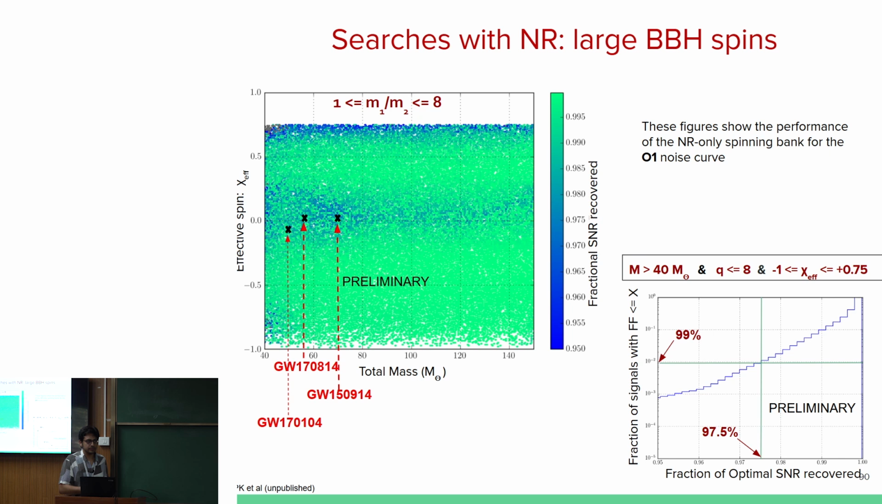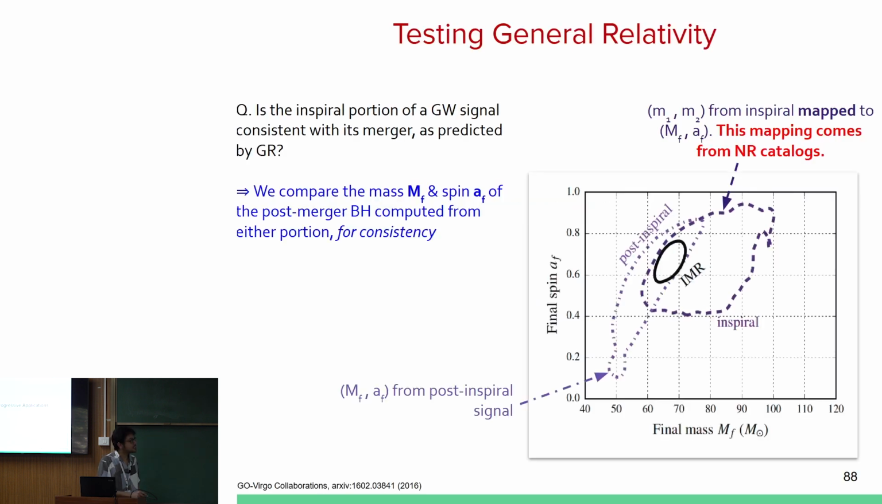Okay. But this assumes that it is described by GR, right? Yes. So this is a null test, in the sense that a violation of this would be interesting.